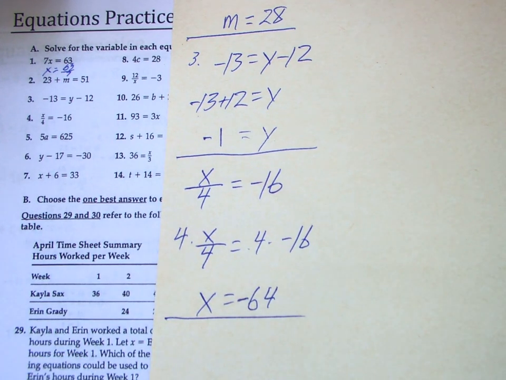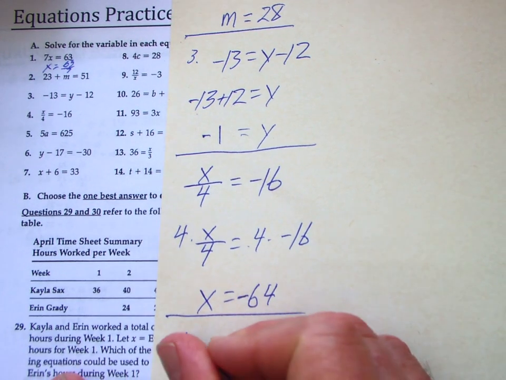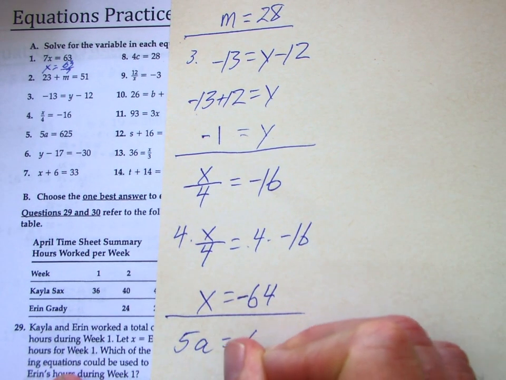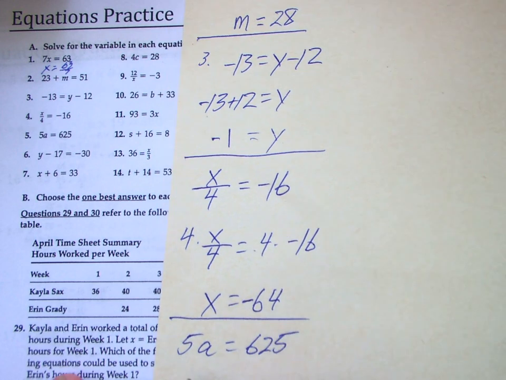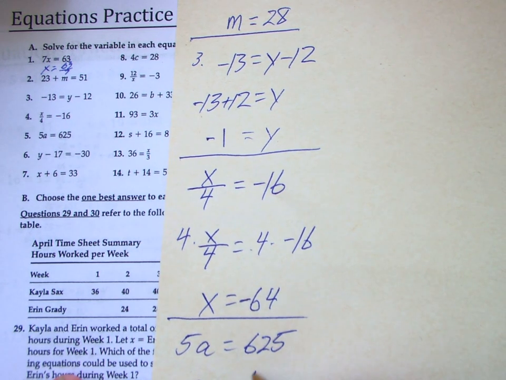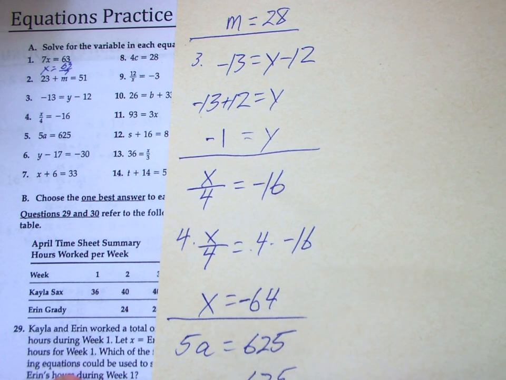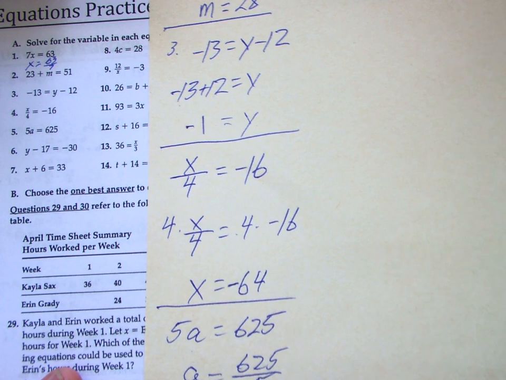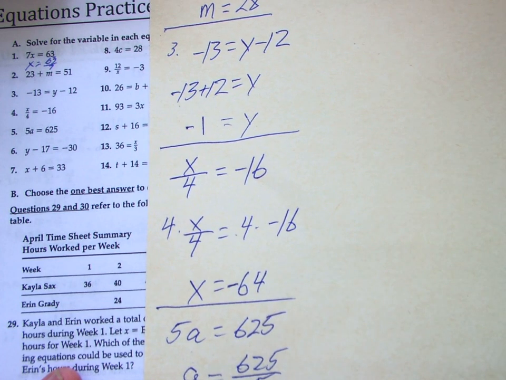Number 5. 5a equals 625. How can I get 1a? You divide by 5. 5 divided by 5 is 1. So you divide this side by 5. Divided by 5. In a way, you took this 5 and moved it to the other side, but since it's multiplying here, it becomes dividing over there. A is equal to 125.